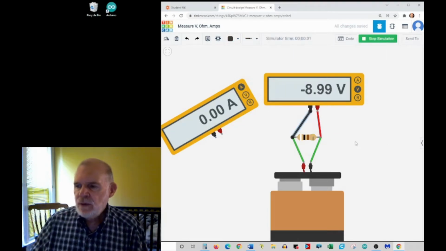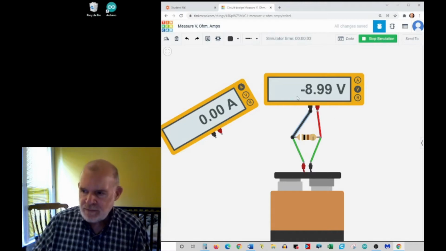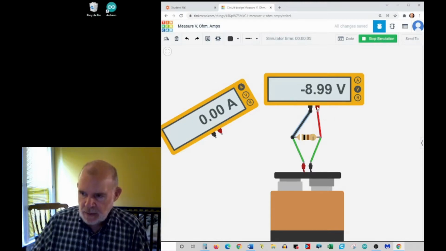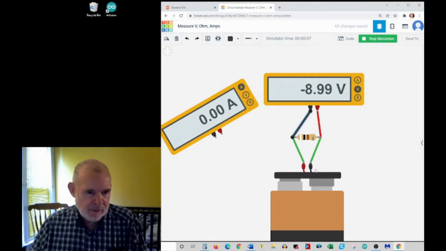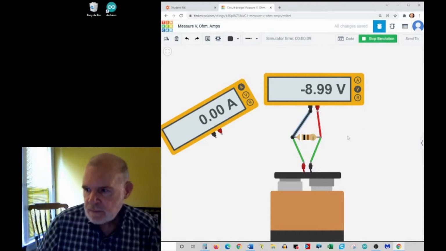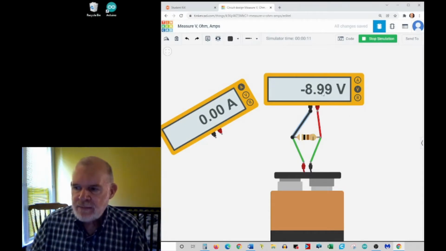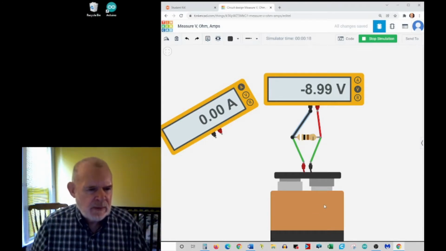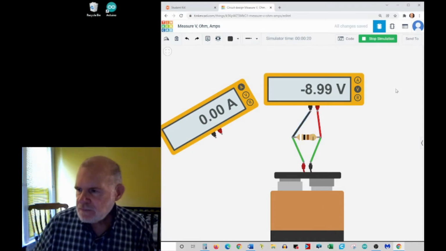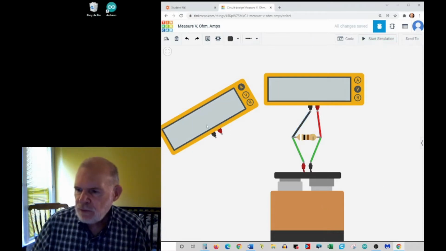Now, notice a couple things. It's negative because I've got it hooked up with my plus going to the negative of the battery terminal. That doesn't bother me. Notice it's a little less than 9 volts, just because the current going through here drags the battery down a little bit. Okay, let's stop this and hook up this one.